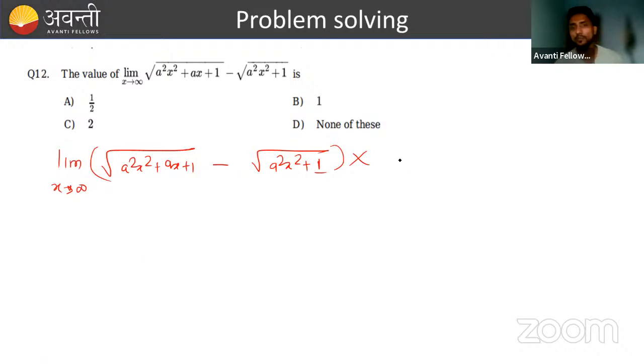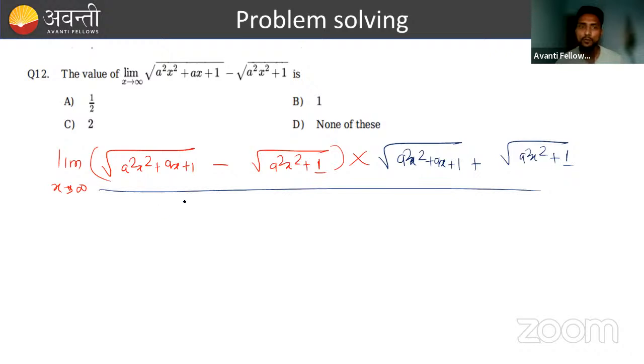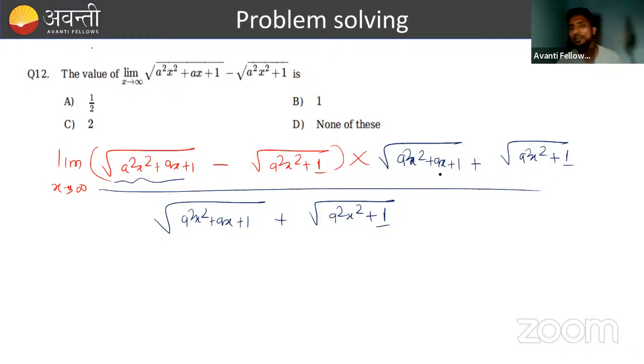Okay, rationalize it. इसको rationalize कर दो. Multiply by root under a square x square plus ax plus 1 plus root under a square x square plus 1, and like this, root under a square x square plus ax plus 1 and plus root under a square x square plus 1. So now it is (a minus b) into (a plus b), so a square minus b square. So it will become like this.